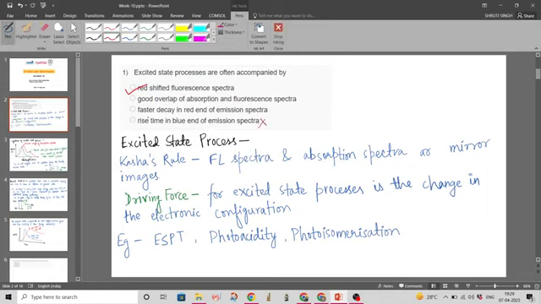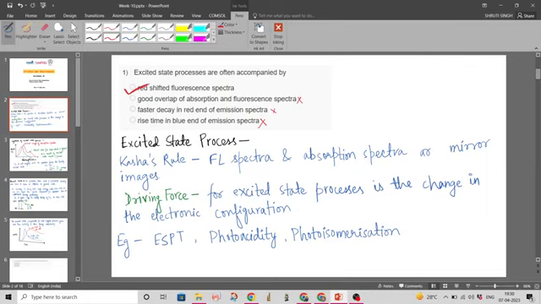Okay. And option C is faster decay in the red end. No, there is no faster decay. There is a rise time in the red end and then it decays, and that decay is even slower than the blue end decay. Good overlap of absorption and fluorescence spectra: this may not be the case for all the molecules. It may sometimes be true, but not every time. And there will be some redshifted peak if an excited state process is happening. So these two are also wrong. Hence, the correct answer is the first option itself, that excited state processes are accompanied by redshifted fluorescence spectra.